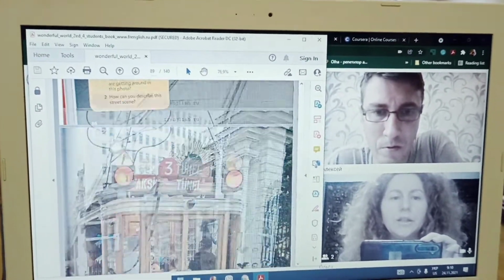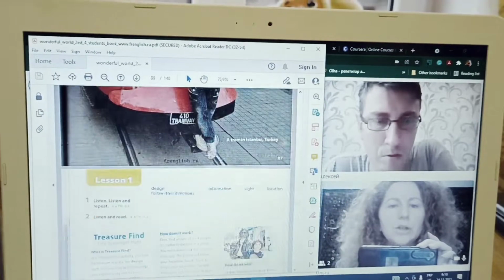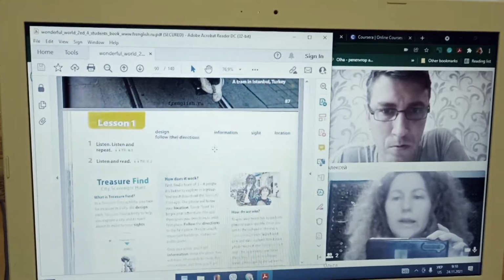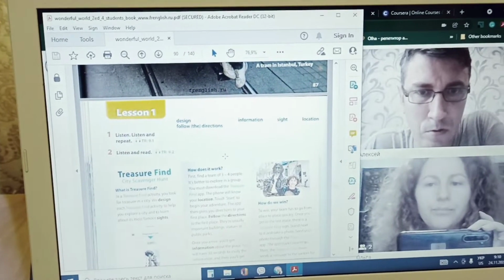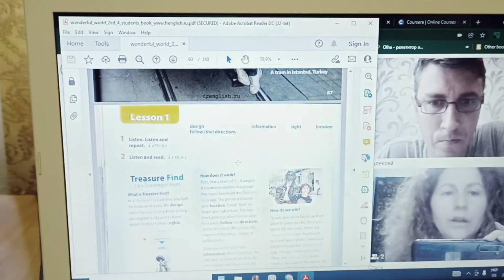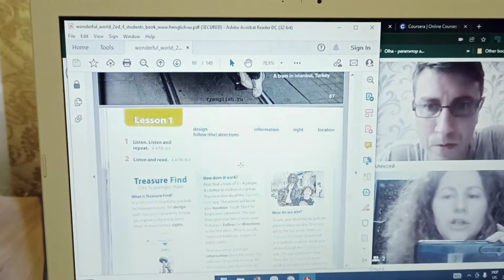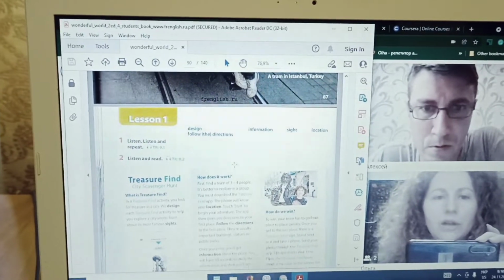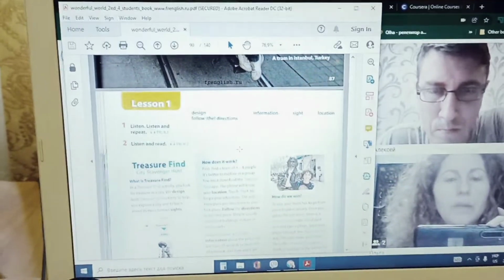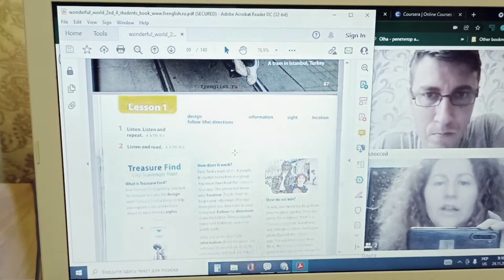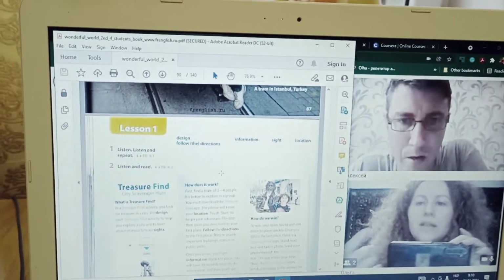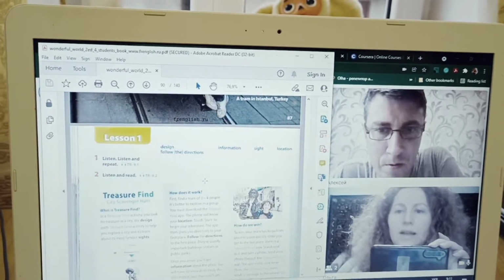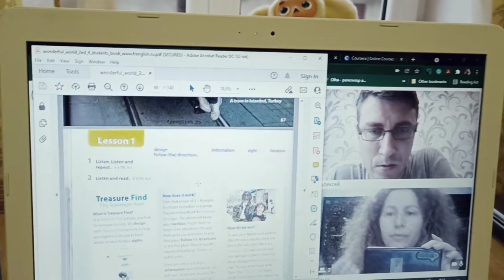And here, first one explanation of our modal verb can, but let's meet with today's topic, design. Design. Follow the direction or follow directions. Then information, site, location. Site, it means the same as sightseeing, but sightseeing is a more attractive word.